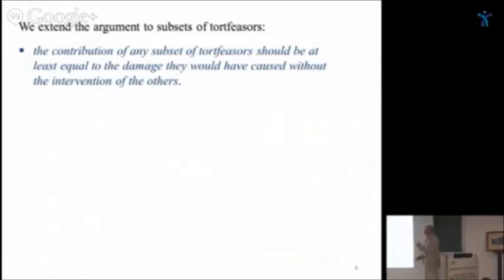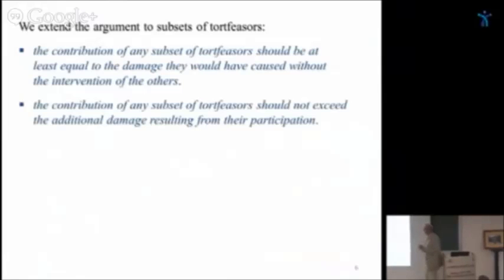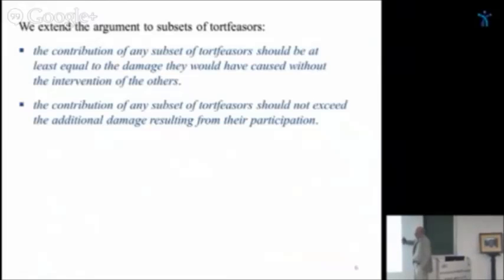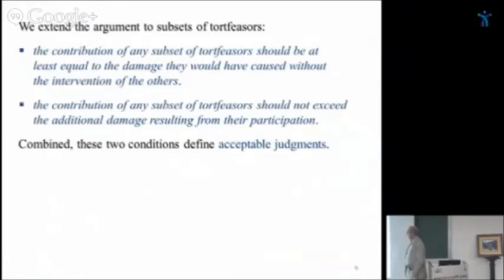And now you see, of course, appearing the characteristic function. And the contribution of any subset of tortfeasors should not exceed the additional damage resulting from their participation. So we extend this lower bound and upper bound from individuals to subsets of tortfeasors. And any judgment that satisfies these two conditions, we call acceptable judgments.